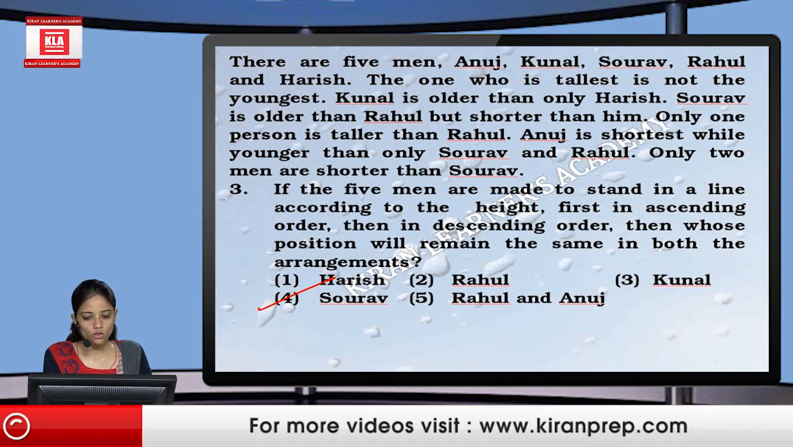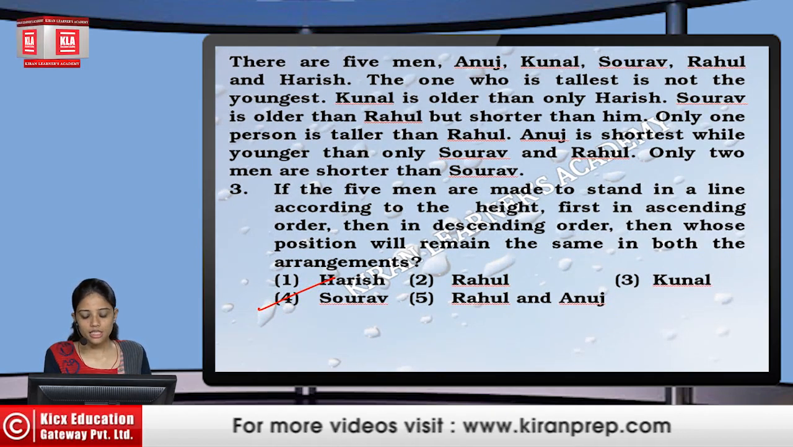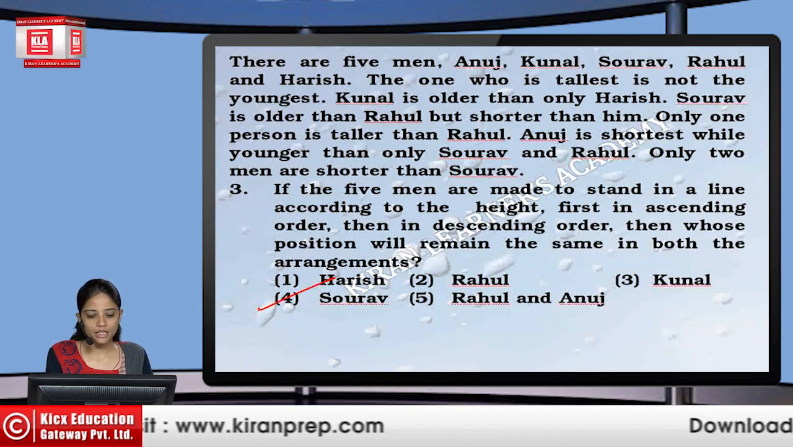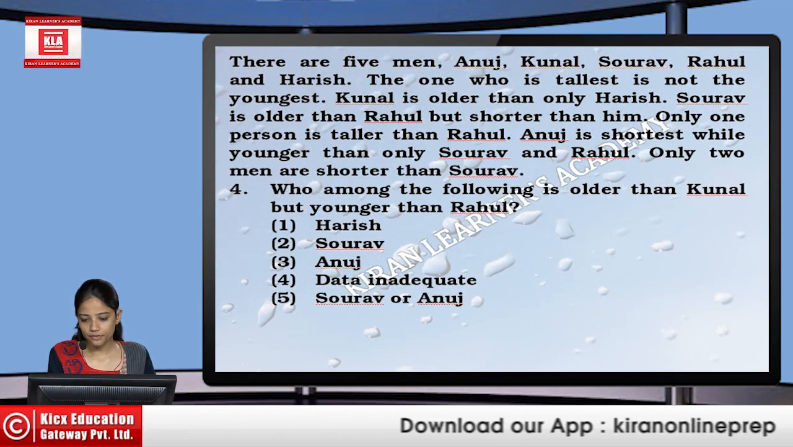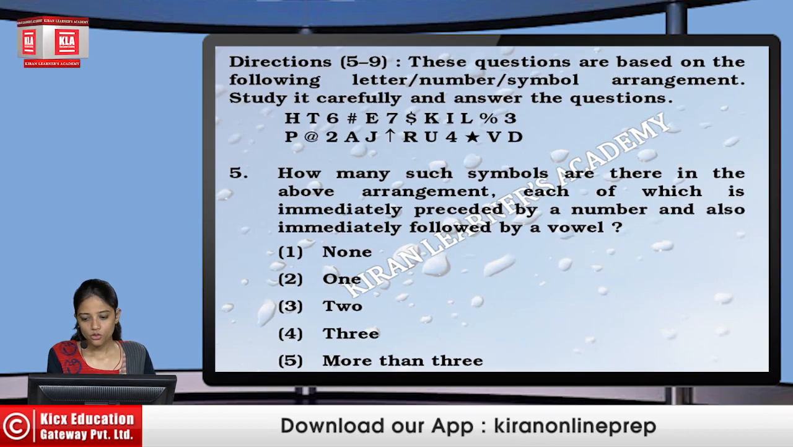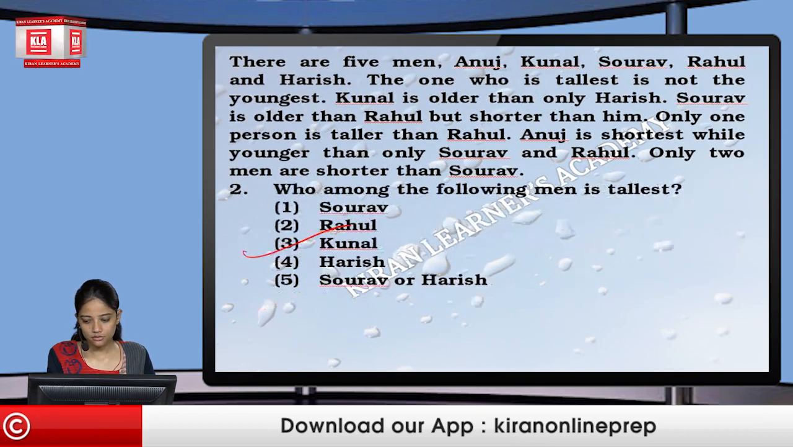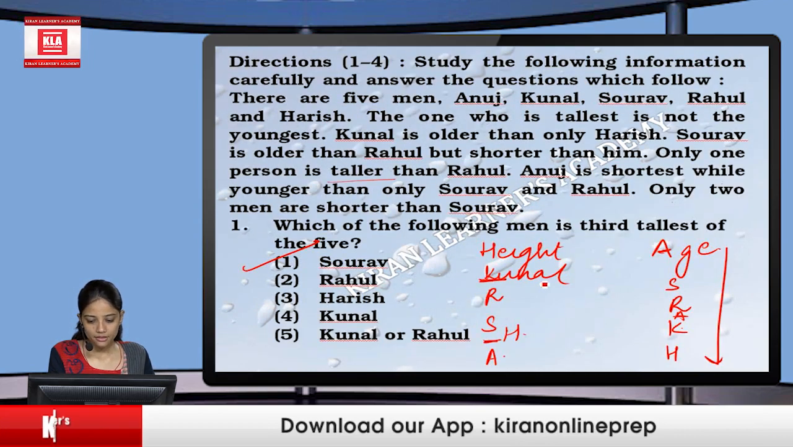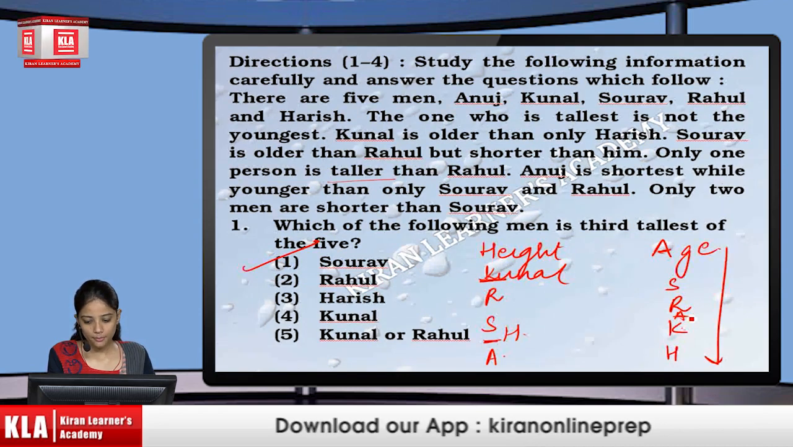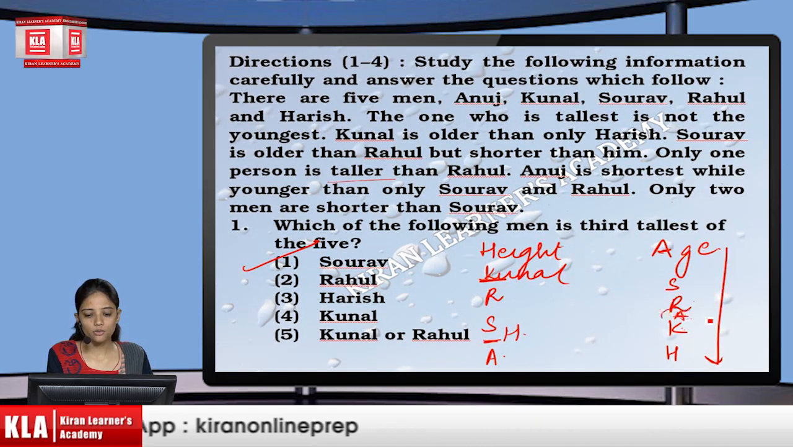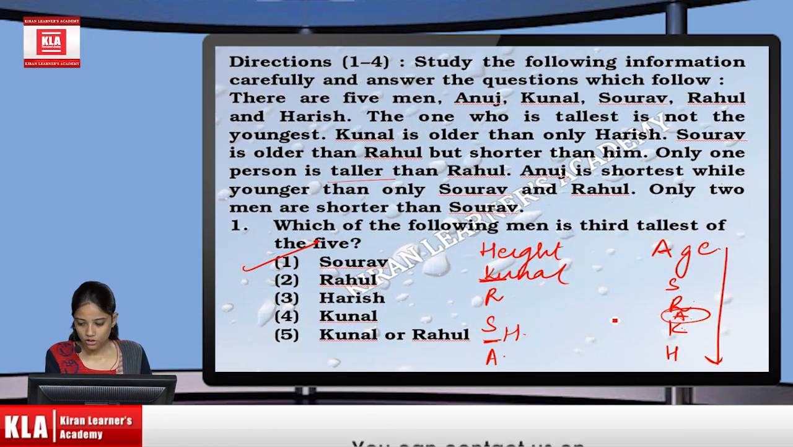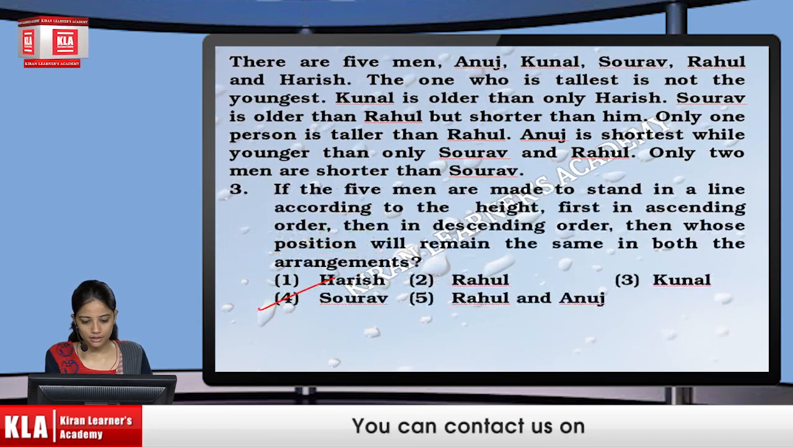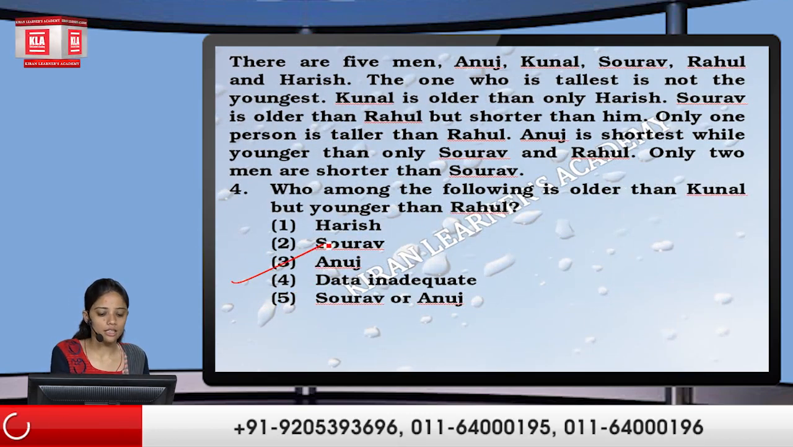Next comes, who among the following is older than Kunal but younger than Rahul? Older than Kunal but younger than Rahul, that means he is Anuj. So we are going to mark the answer as Anuj. That means third answer.